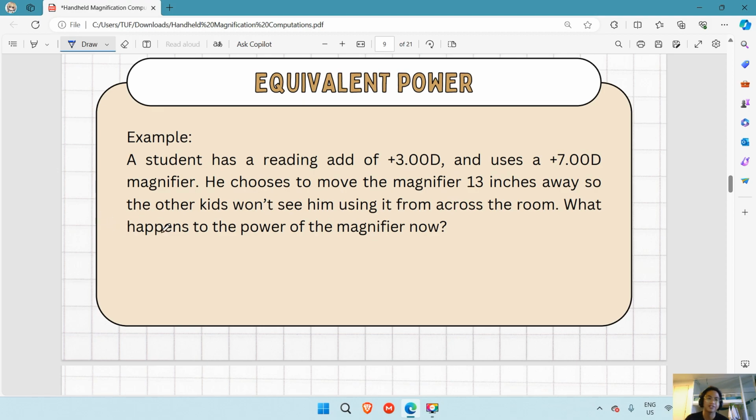Another example: a student has a reading add of plus 3 diopters and uses a plus 7 diopter magnifier. He chooses to move the magnifier 13 inches away so the other kids won't see him using it from across the room. What happens to the power of the magnifier now? So what happens?